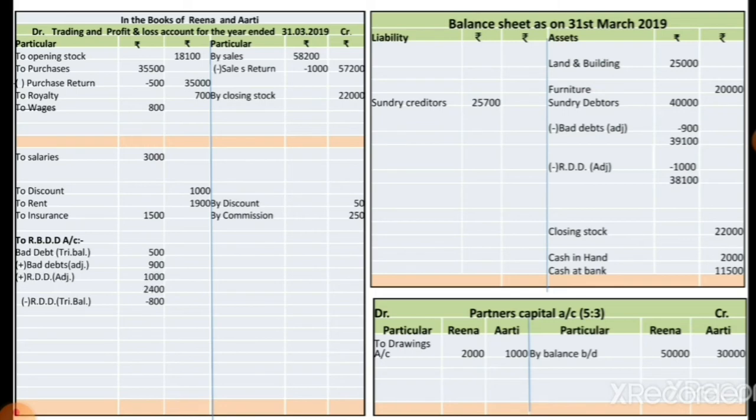And both effects we give. The second effect we give in the profit and loss account debit side. First of all we add the bad debts in adjustment on the profit and loss account debit side along with the bad debts in trial balance, that amount is 900. Along with that we add the RDD in adjustment of rupees 1000. Then the total of these three amounts is 2400, and afterwards we deduct the trial balance RDD, that is 800.